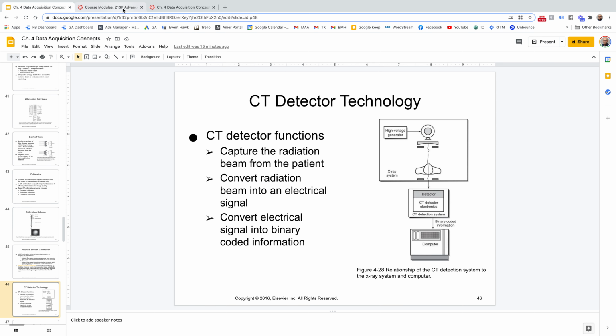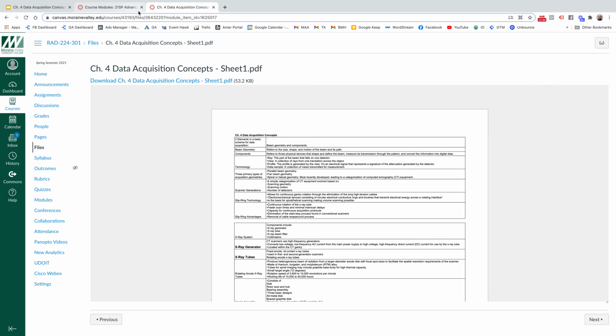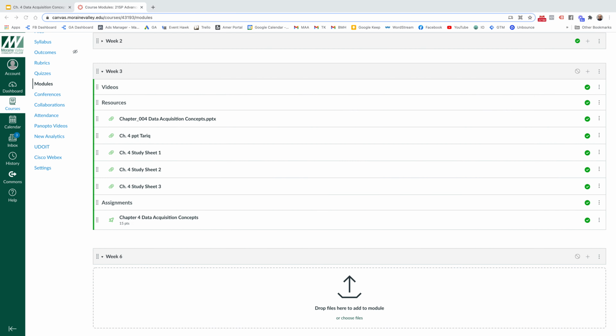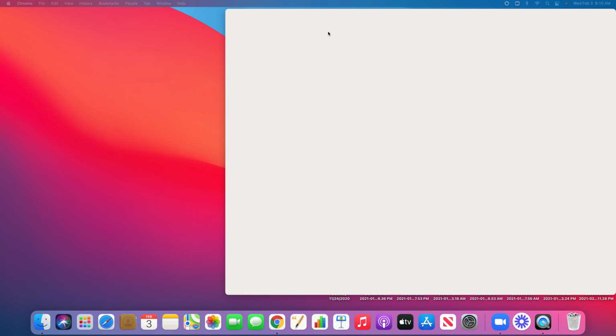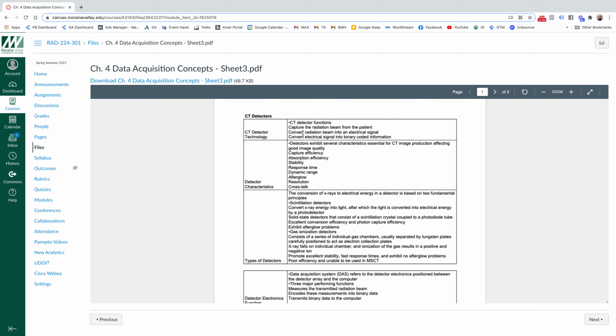All right, CT detector technology. All right, so this one's done. The other one's done. So now let's talk about CT detectors. Uh-oh, what happened? All right, so CT detectors. The function of the CT detector is to capture the radiation beam from the patient, convert that radiation beam into an electrical signal, and then convert that electrical signal into binary coded information.